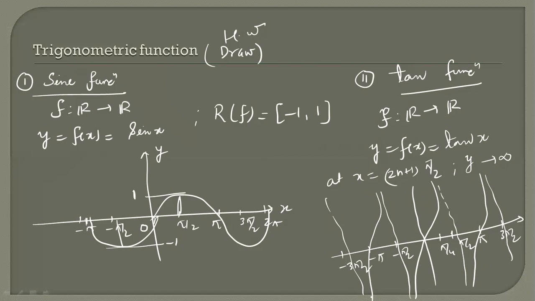And you can see that tan x is getting every value here. Tan x is getting every value. So the range of f is real. The range of f is the real numbers in the case of the tan graph.